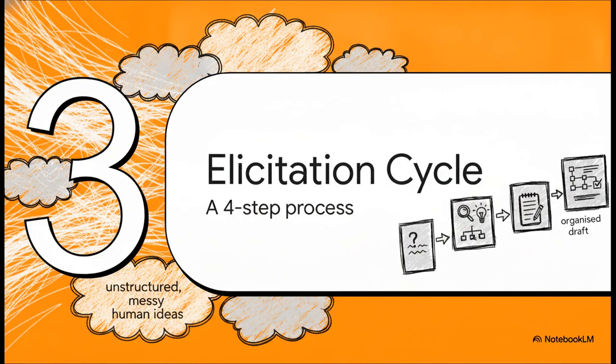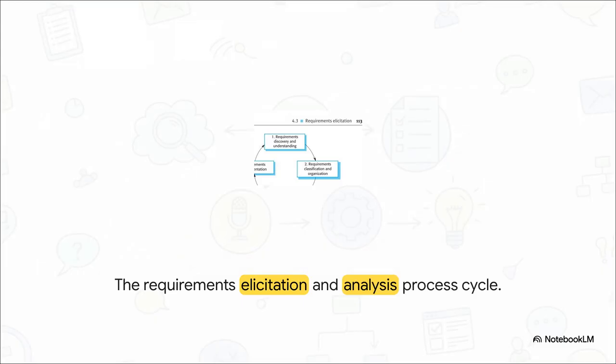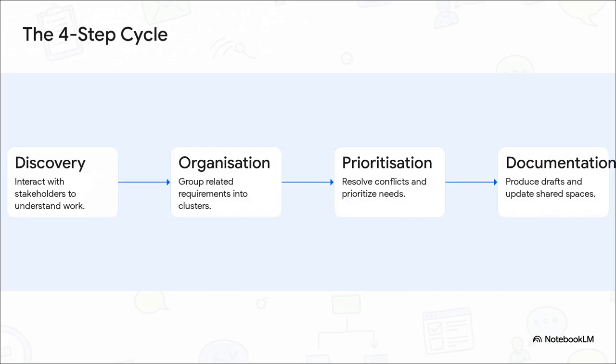That brings us to Section 3, the elicitation process cycle. To transform all those messy human ideas into an organized draft, we use a continuous cycle of elicitation and analysis. Think of this like an engine. It starts with discovery, moves right through classification and prioritization, and ends with documentation, only to loop right back around to the beginning. And the beauty of this is that the engineer's understanding of the system improves with every single loop of this cycle. Let's formally lock in these 4 phases.